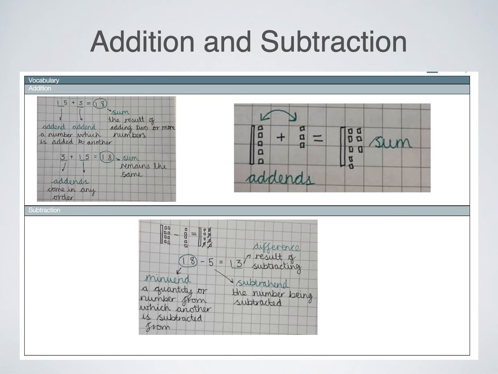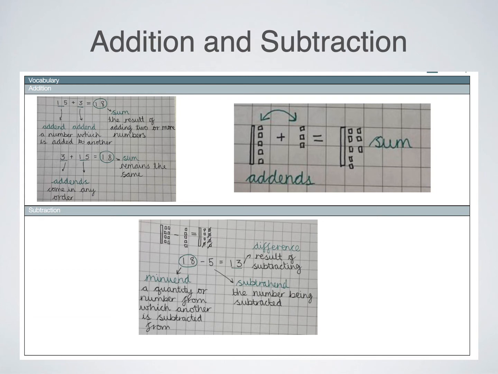For subtraction, the term minuend is used to describe the quantity or number from which another is subtracted. Subtrahend is the number that is being subtracted from the minuend, and difference is the result of subtracting.